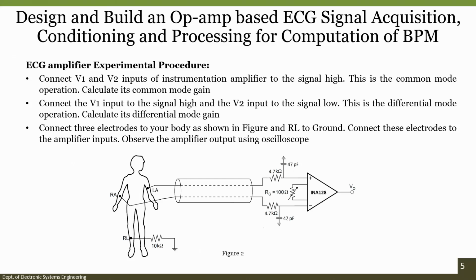Finally, we will connect all 3 electrodes to the body as shown here, RA, LA and RL. We can see that RL is connected to the ground through a 10 kilo ohm resistor. Then we connect these electrodes to the amplifier inputs and observe the amplifier output on the oscilloscope. Whatever I am saying may be a little difficult to understand directly, but when we go for the experiment, we will understand in detail how this is done in reality.